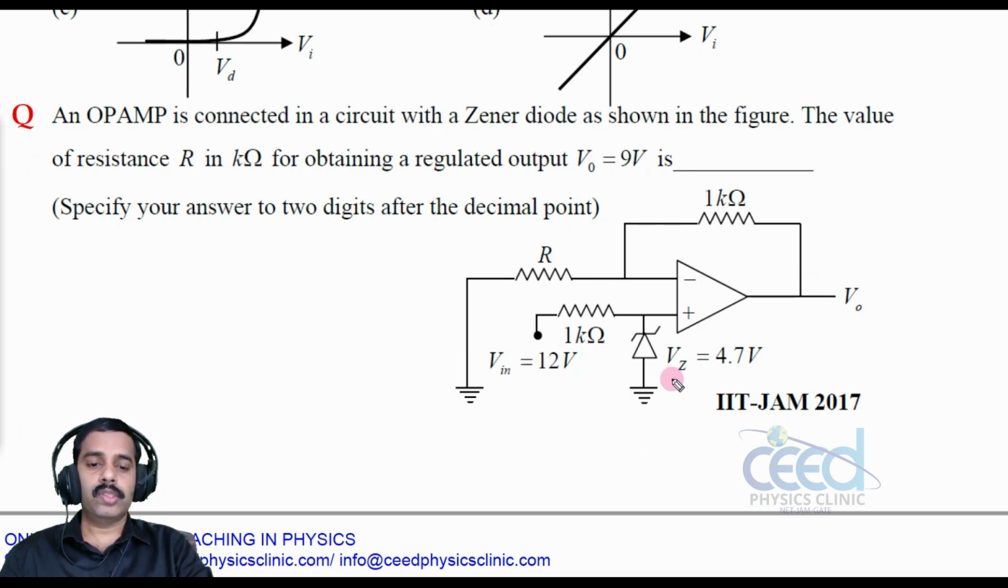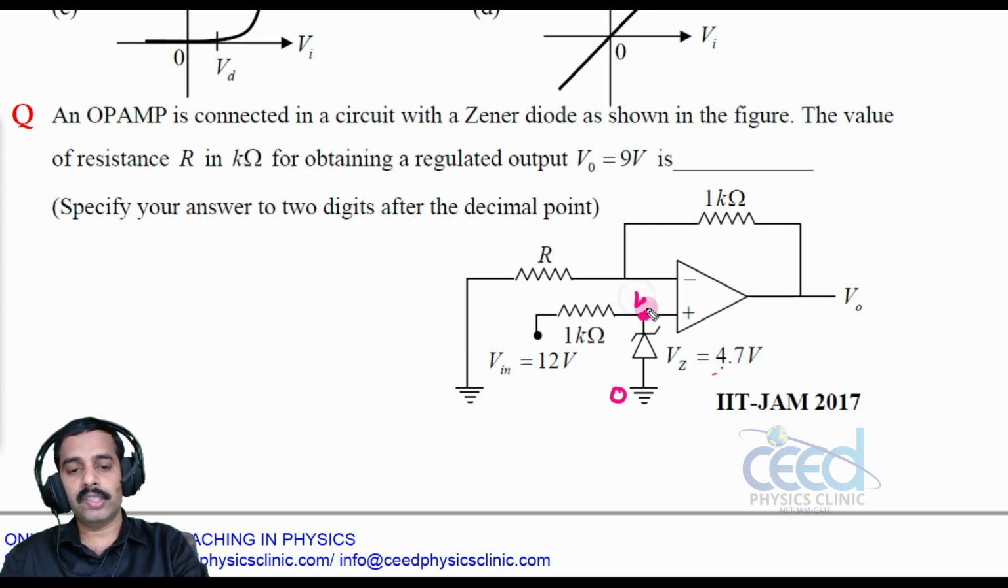So look into this VZ, the Zener voltage, which is given as 4.7 volt. A Zener diode is always connected in the reverse biased condition. So if it is 0 here, then at this junction we have the Zener voltage of 4.7 volt. All right, now look into this value.